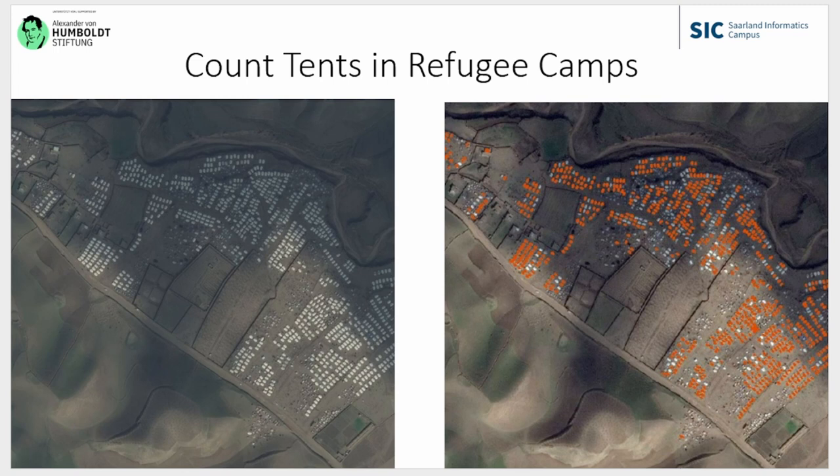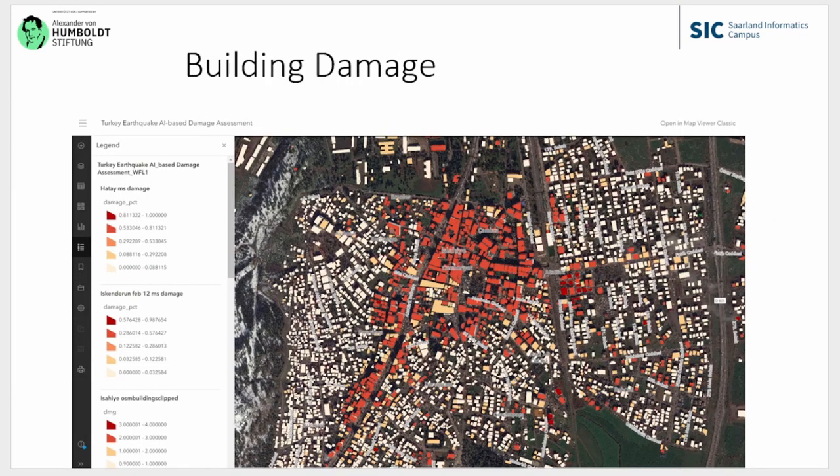Somewhat related, there's work on detecting damaged buildings. You would imagine that if a building is damaged in an earthquake, then people no longer live there. They have to go somewhere else. So this is also somewhat relevant, but it's not work that we are doing in our team. But again, there is a lot of work out there that does this type of work. So what we are interested in is whether we can detect refugee movement in satellite images.